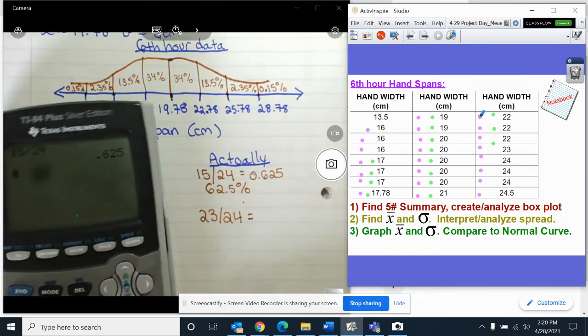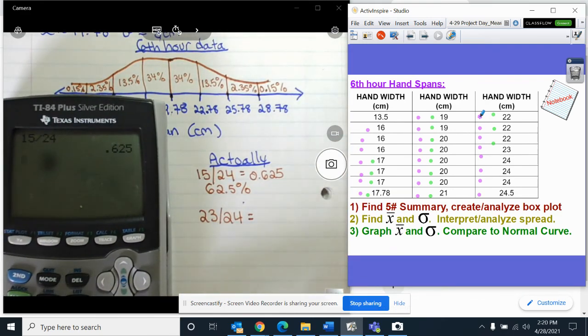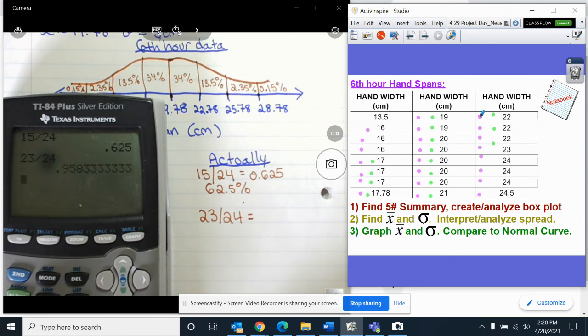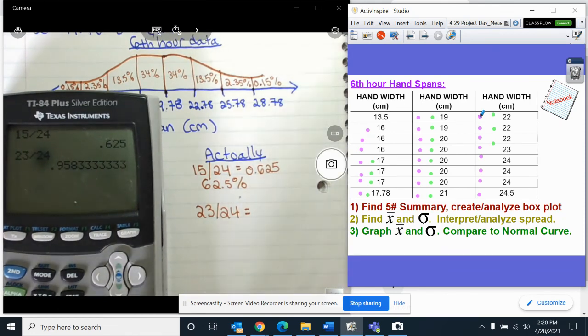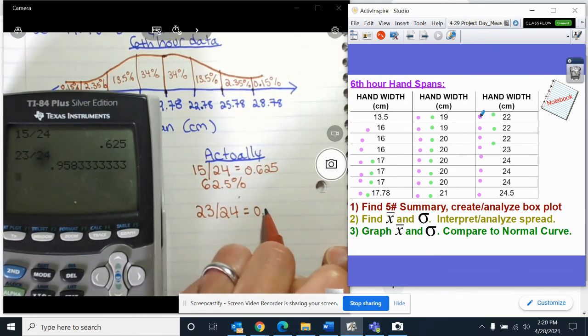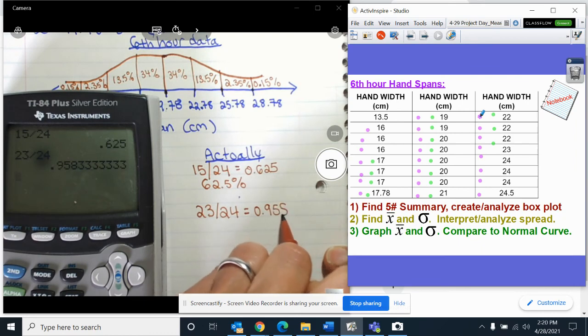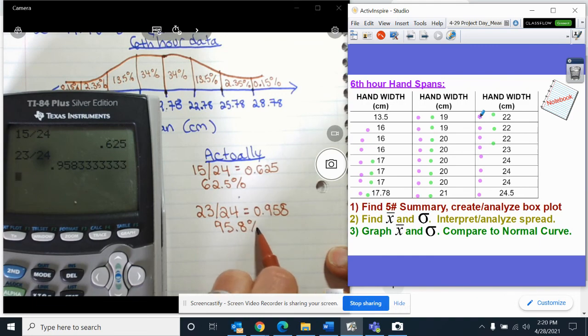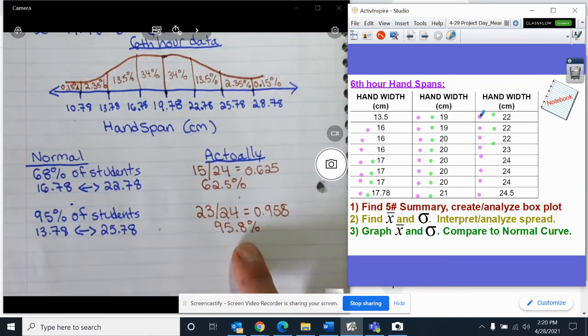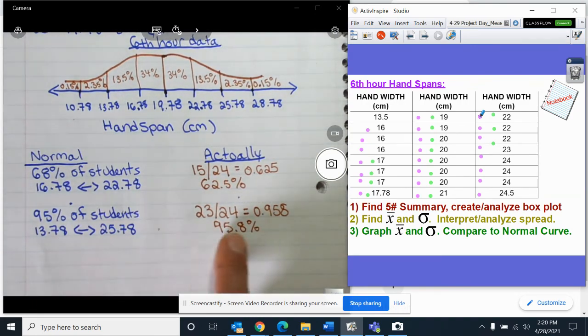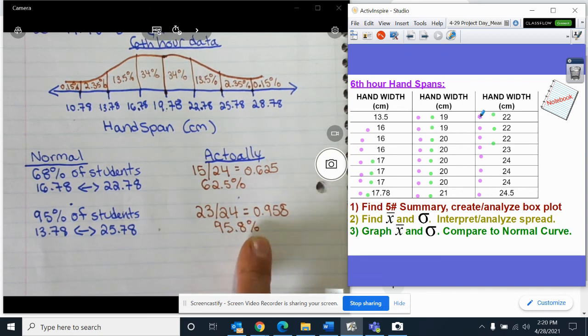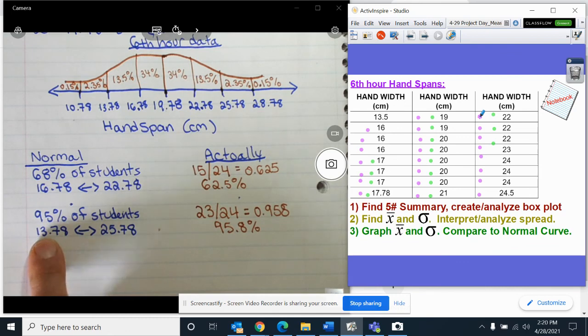Let's look at that percentage. 23 divided by 24, 95.8. So in this range, we are very normal according to the spread. We're only 0.8 of a percent away from what we'd expect.